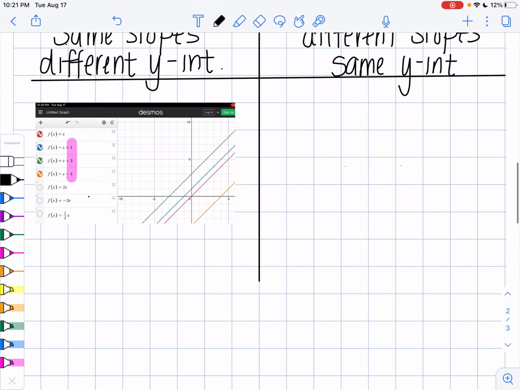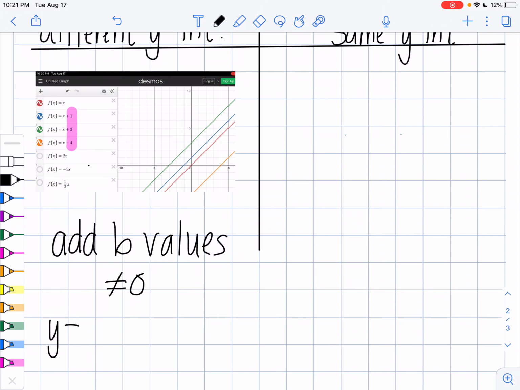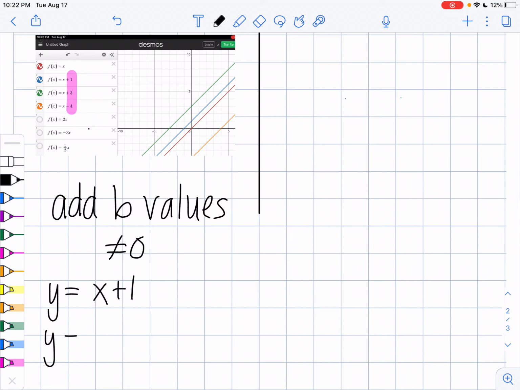That occurs when I add a b value that is not equal to 0. So, like you see, y equals x plus 1, which I had, or y equals x plus 3. And again, that's the same thing as f of x. Remember, f of x and y are interchangeable.